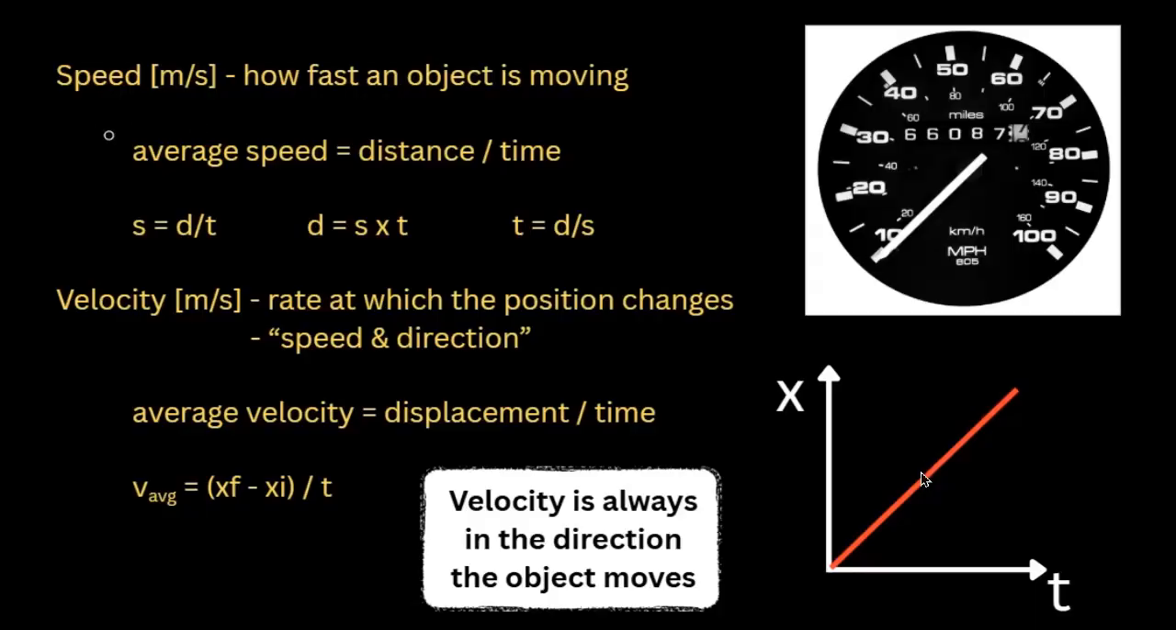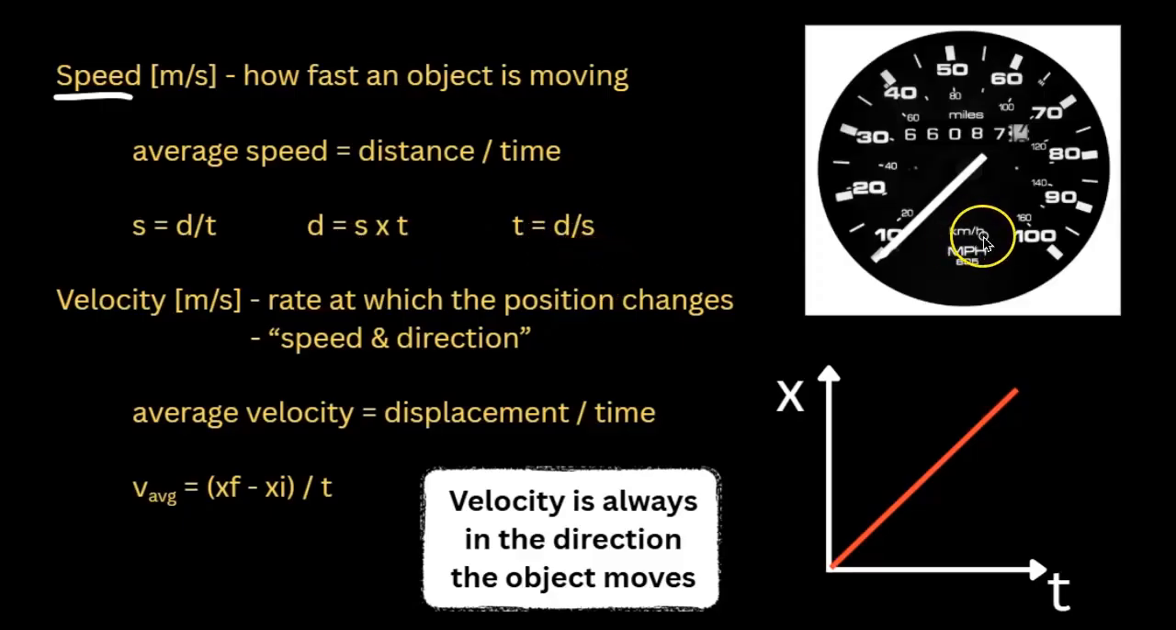Now that we understand the difference between distance and displacement, we're ready to look at the difference between speed and velocity. Speed is how fast an object is moving and is measured in meters per second or any other length unit divided by time unit. The equation for average speed is distance divided by time. We can write this using the abbreviations S is equal to D over T. If we use algebra, we can rearrange this equation to solve for distance, which is speed times time, or time, which is equal to distance divided by the speed.